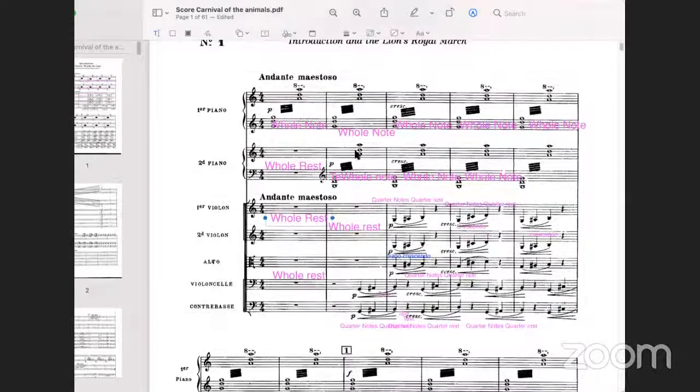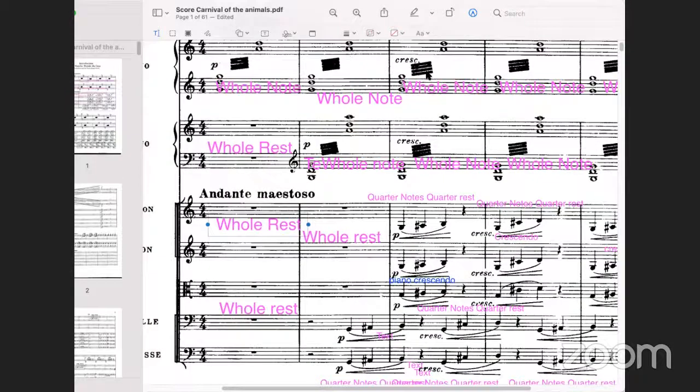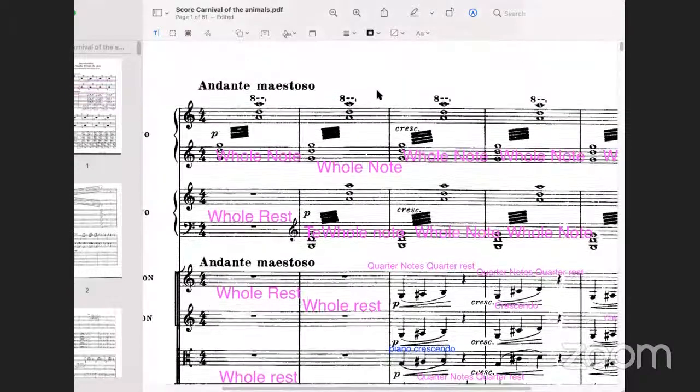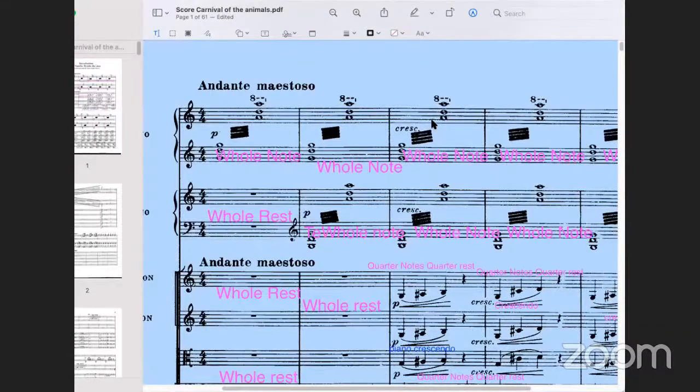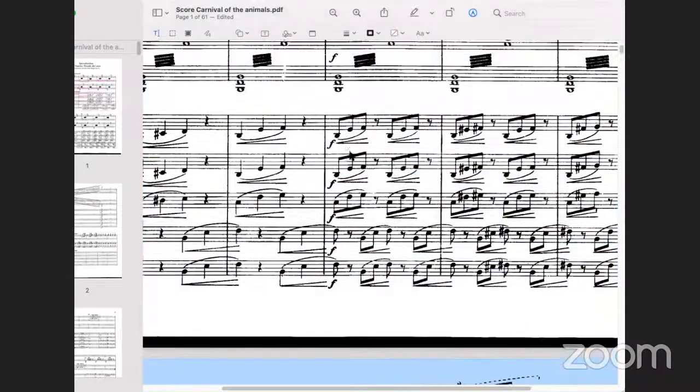So those dashes here, unfortunately, we cannot see how many near me. 1, 2, 3, 4, 4 dashes. The first dash is for the 8th note, 16th, 32nd, and 64th note. So here the 64th note by Camille Saint-Saëns. So you write all the rhythm notes.